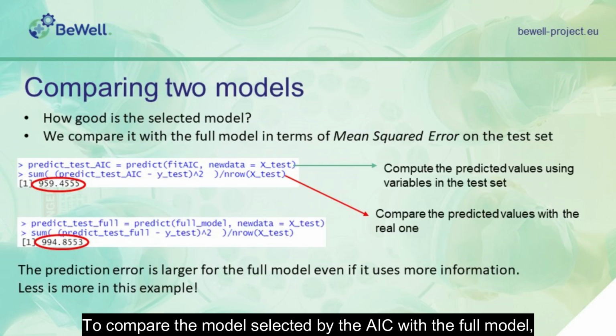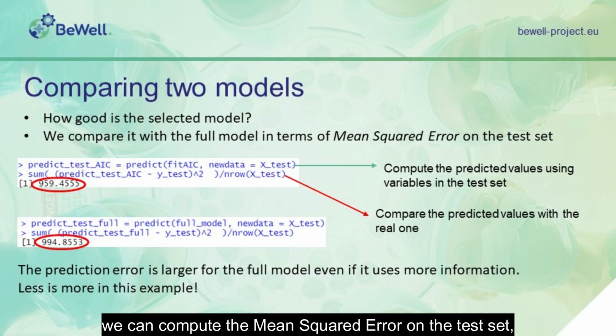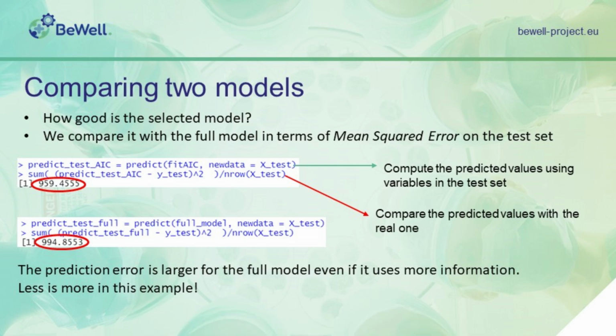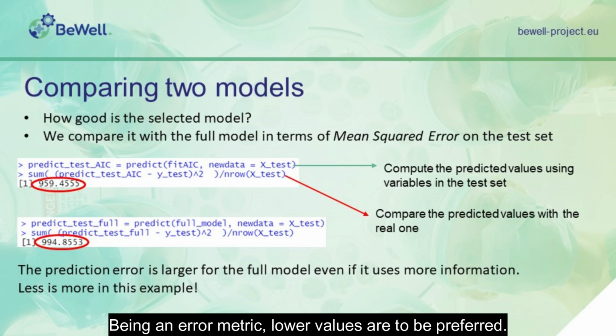To compare the model selected by the AIC with the full model, we can compute the mean squared error on the test set, which is the sum of the squared differences between the predicted values and the real ones, averaged over patients in the test set. Being an error metric, lower values are to be preferred.